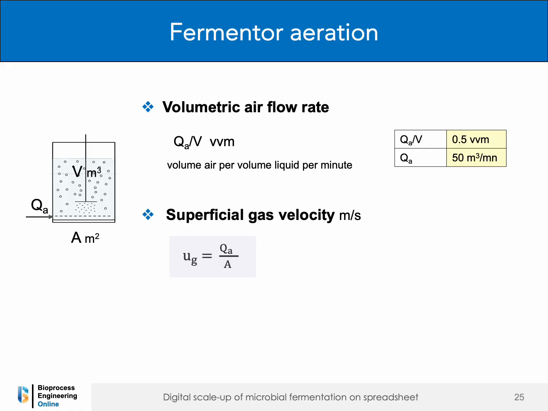A second important aeration criterion for scale-up is the superficial gas velocity UG, defined as the airflow rate divided by the cross-sectional area A of the fermenter. It is expressed in meters per second. This parameter is critical because air is introduced at the bottom of the vessel through a sparger, and not uniformly throughout the liquid. The superficial gas velocity therefore directly reflects the intensity of gas injection and the resulting upward gas flow in the fermenter. In this case, at 0.5 VVM, the superficial gas velocity is approximately 0.07 meters per second.